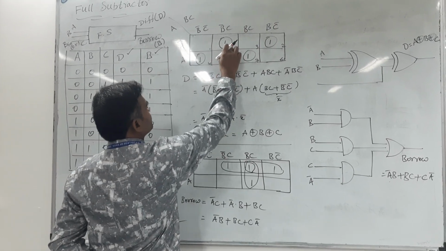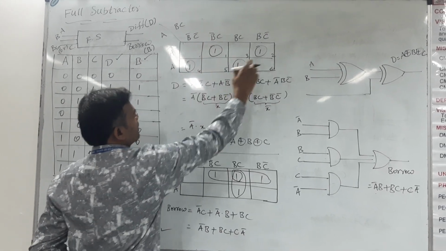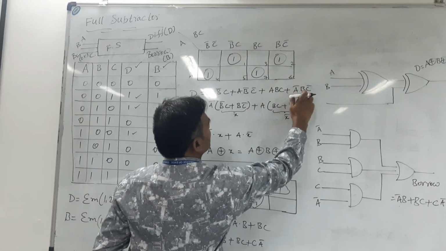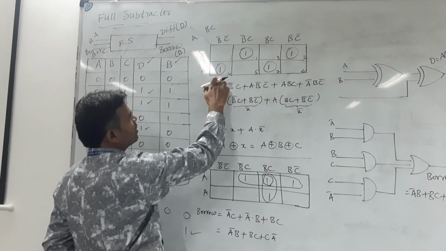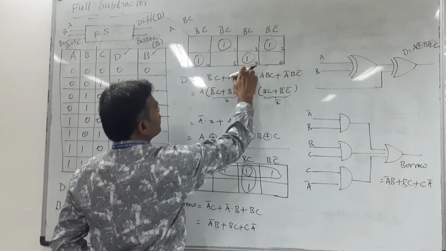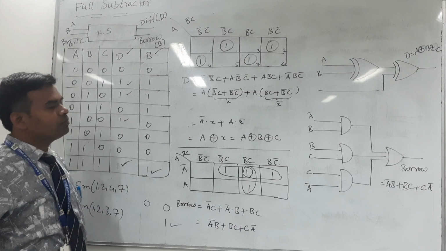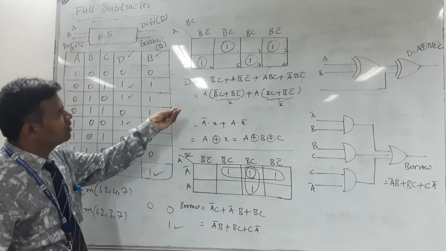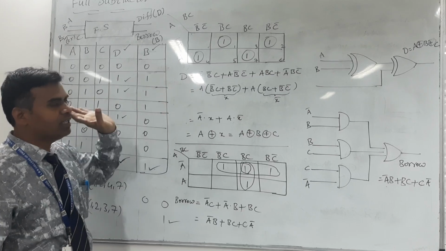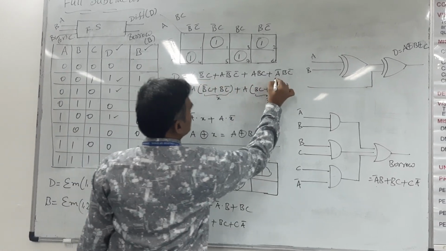Write all the minterms' corresponding algebraic expressions as they are. This minterm's expression is A bar, B bar, C, this one is A bar, B, C bar, this one is A, B bar, C bar, and this one is A, B, C. Here I am re-expressing this Boolean expression in a convenient way. Consider the first minterm and the last minterm.